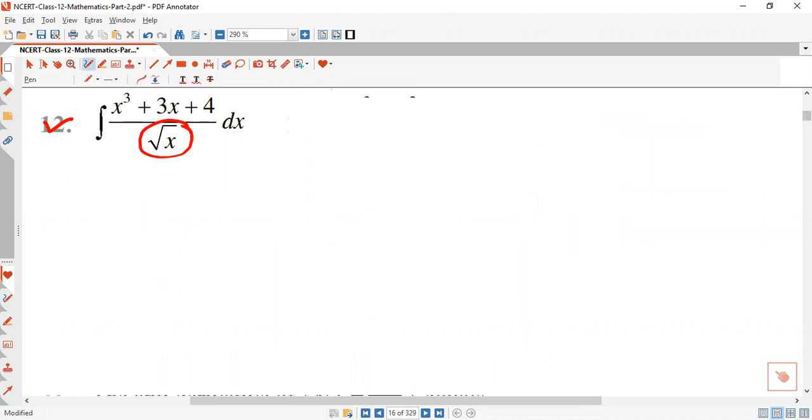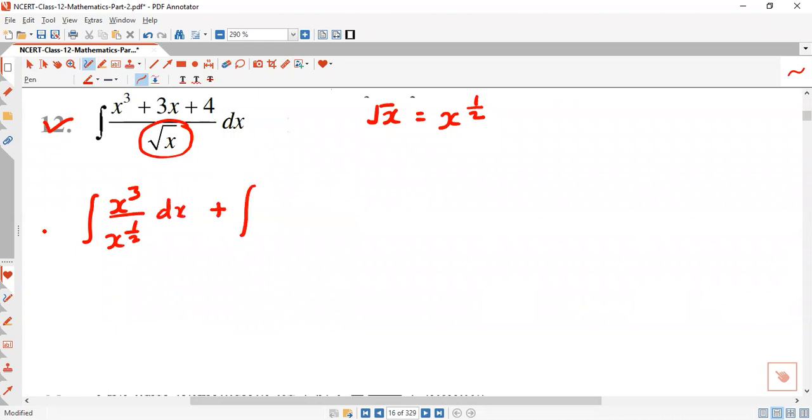The root x can be written as x raised to half, it is the same thing. So I will write it here and separate the terms. x cube upon x half dx plus integration of 3, taking the constant outside, x upon x raised to half dx, plus 4 times integration of 1 upon x raised to half dx.